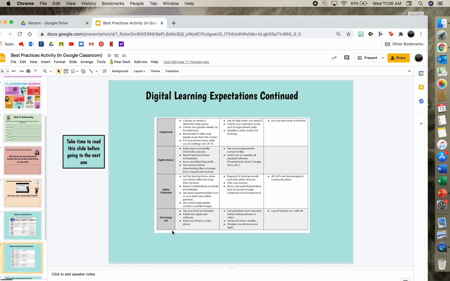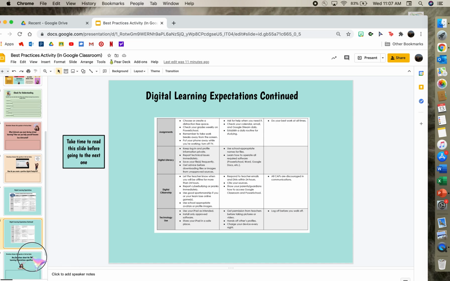Technology use. Use your iPad as intended. Don't use it as like a coaster or something. Don't use it as something to throw at your sibling. Use your iPad as intended, because it's going to suck if it breaks and you're reliant on it. It's like your phone. When you break your phone, it really does suck not to have a phone because you did something stupid with it. And this is coming from somebody who's broken at least two phones. So just treat your stuff with respect.